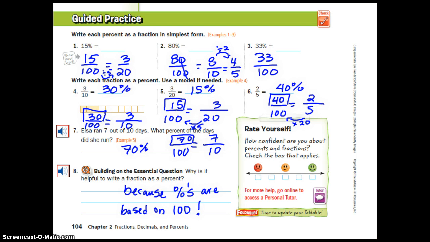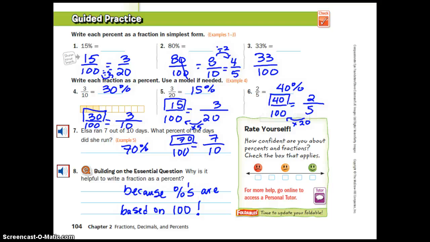Pause the video. Did you get what I got? In problems 1, 2, and 3, you put the percent over 100 and you simplify. So 1 is 3/20, 2 is 4/5. I had it at 8/10, and then I divided by 2, got 4/5. And then 33 over 100 is not simplifiable.